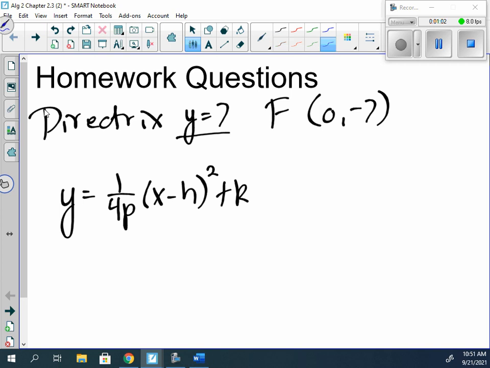Now we know the directrix is y equals k minus p, and the focus is (h, k plus p). But again, for all of these, the vertex is at the point (0, 0). For these first ones, especially the ones we're doing in 2.31, the vertex will always be (0, 0).